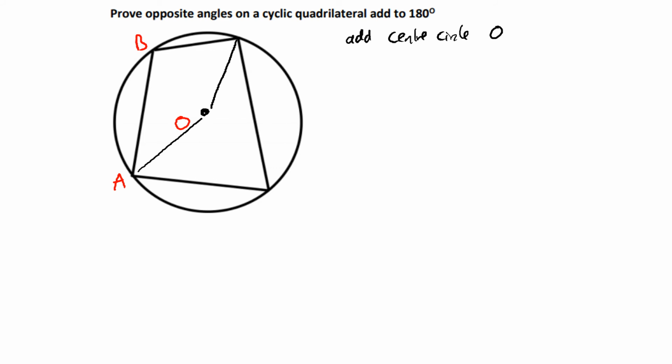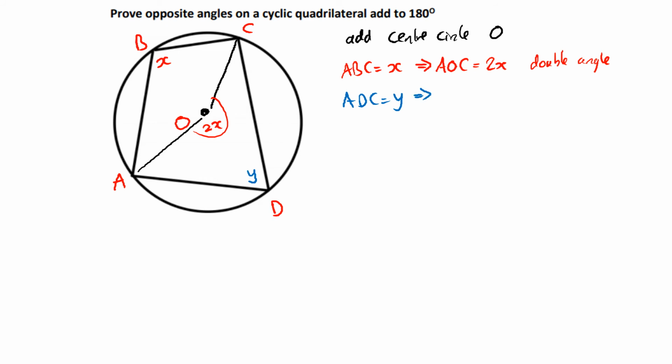If we call this A, B, C, D, and we've got O in the center, I can say that ABC is equal to X, and that will tell me that AOC is equal to 2X. So I'm labeling this one as being X, and this one as being 2X. And the reason for that is obviously just the double angle theorem. Similarly, I can label this angle here, ADC, as being Y, and I can use the double angle theorem again to say that the angle over there, the minor version of AOC, is going to be equal to 2Y, and that's again through double angle.